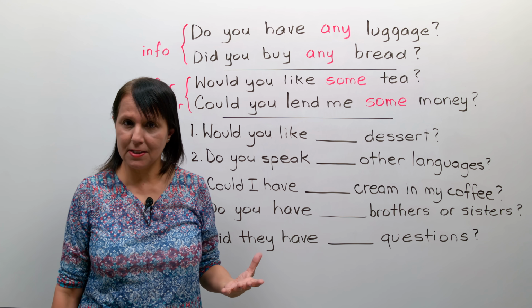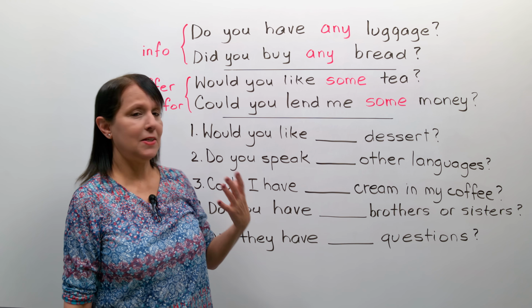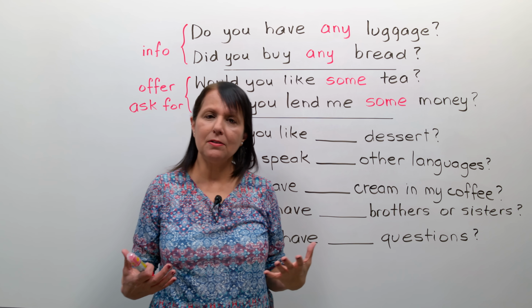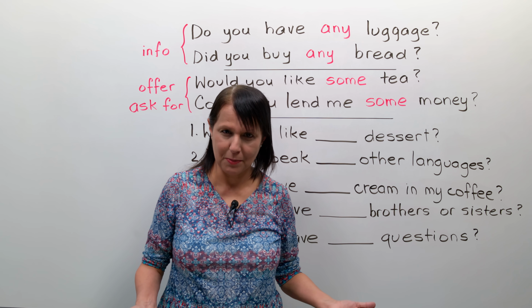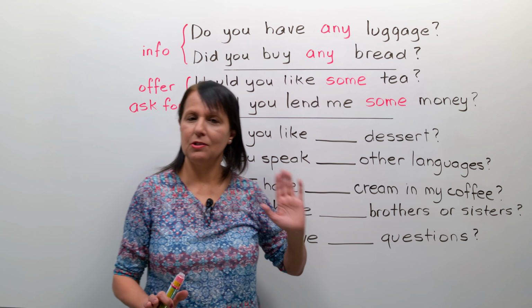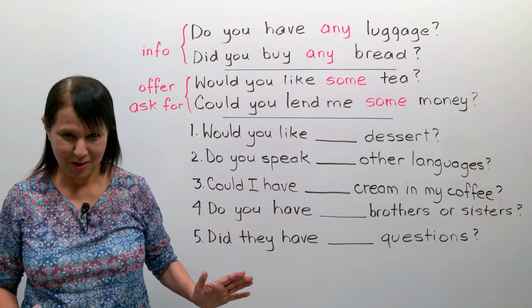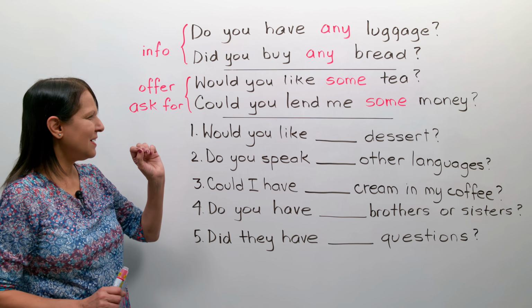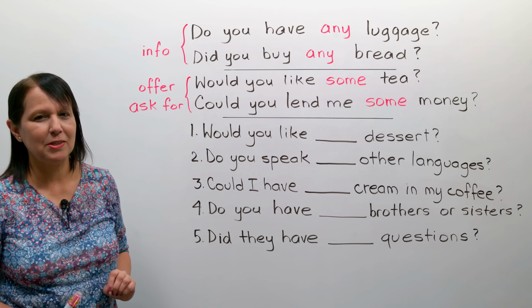Do you have any suitcases to check in, ma'am? Do you have any luggage? Or did you buy any bread? These are regular questions where we're just asking for information. So if it's a regular question where you're asking for information, just use any. All right? But there are a few extra little points there about questions.